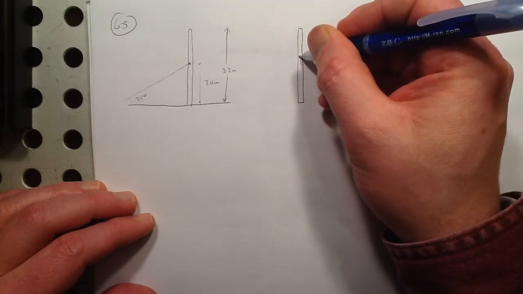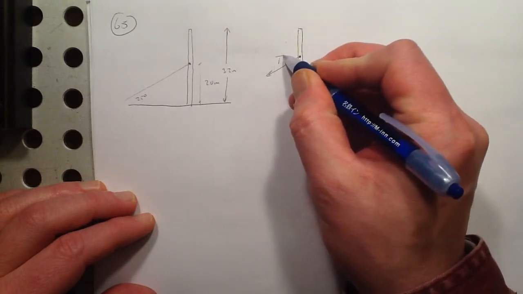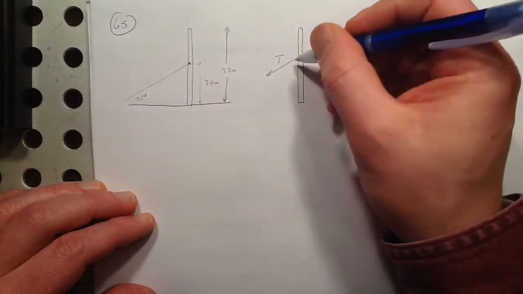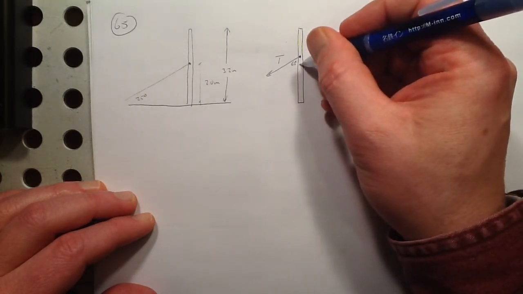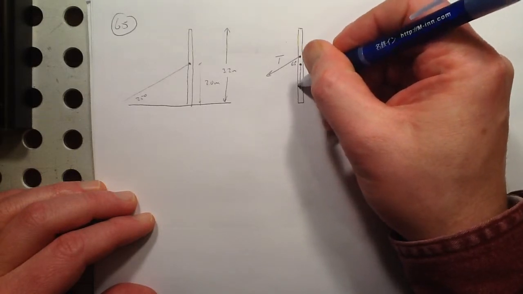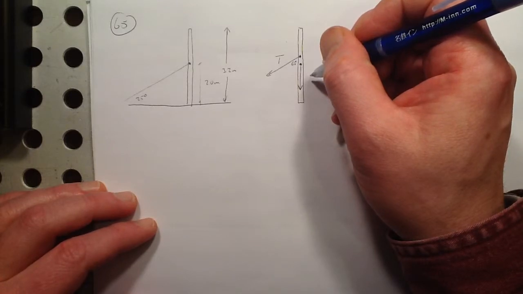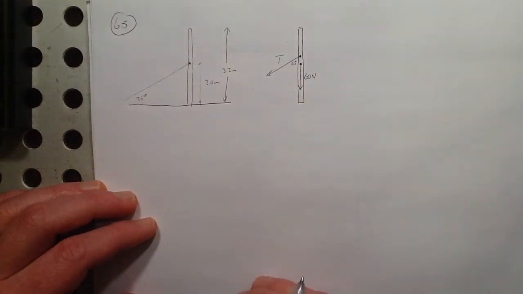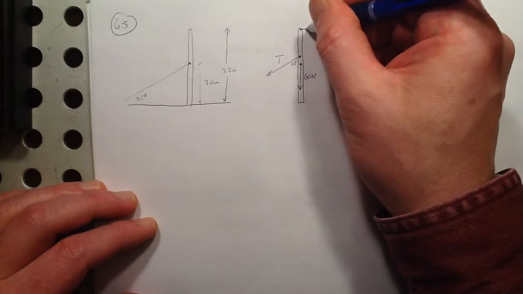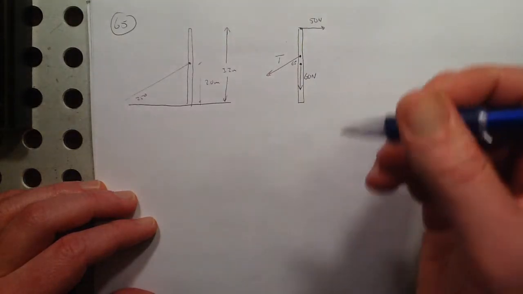So there's that 2 meter point, and here's my tension force, and that's 25 degrees there, so this would be 65 degrees here. And then a little bit below that is the gravitational force, and I think they told me that the beam weighs 60 newtons. So that's the gravitational force. And there's also a force up here at the top of 50 newtons, an applied force.